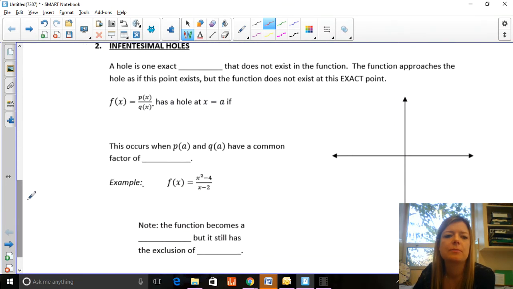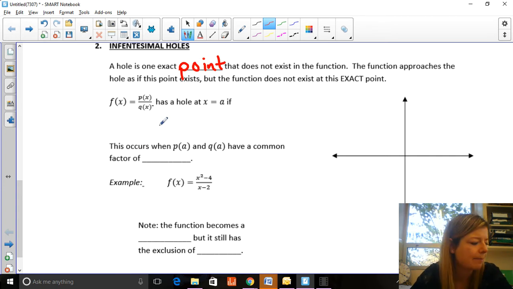So, infinitesimal holes. A hole is one exact point that does not exist in the function. The function approaches the hole as if this point did exist, but the function does not exist at this exact point. So there's literally just a hole in the function. It looks perfectly normal around the hole, but then, boop, right at that one spot, there's a hole.